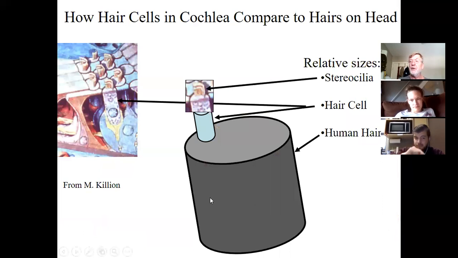Here's a hair cell of a human, and it has 100 hairs on it. We are talking tiny. And I hope this gives you an idea why they can't do surgery on an ear, because the parts are too small. You just can't do it. A scalpel's too big. You can't fix this stuff. It's way too small.